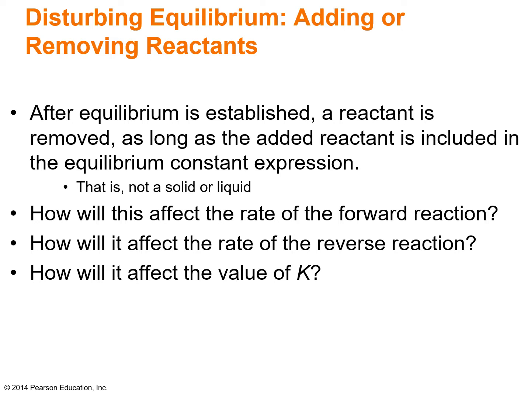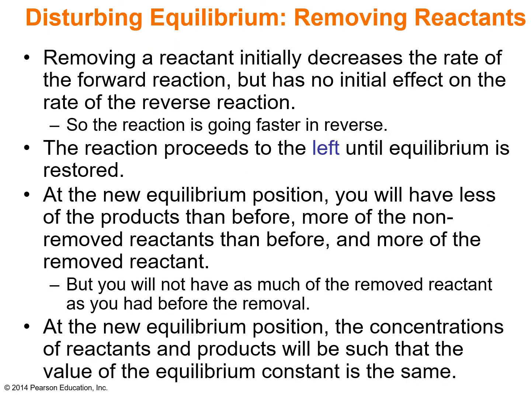After equilibrium is reestablished, a reactant is removed. So we had an addition of reactant, now we have a removal of reactant. How will this affect the rate of the forward reaction? How will it affect the rate of the reverse reaction? How will it affect the value of K? Notice they're all tied to one another. So removing a reactant initially decreases the rate of the forward reaction, but has no initial effect on the rate of the reverse reaction. Again, because it's all based on where that change is implemented.